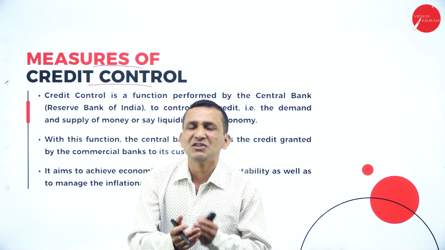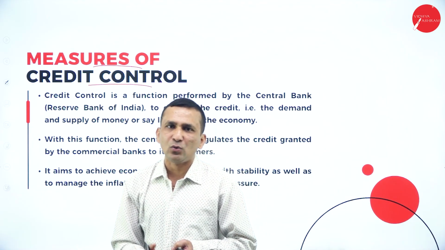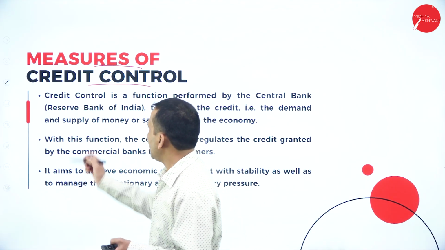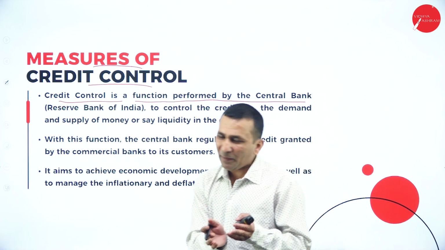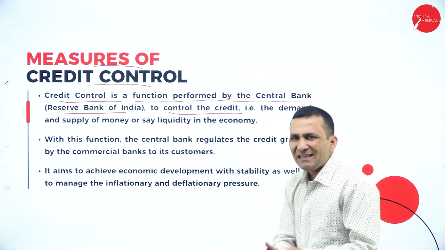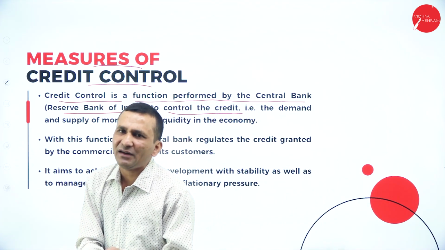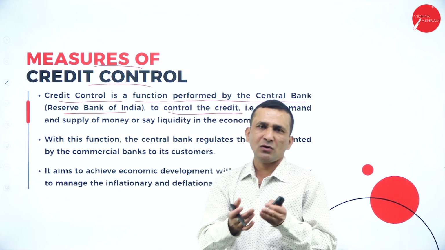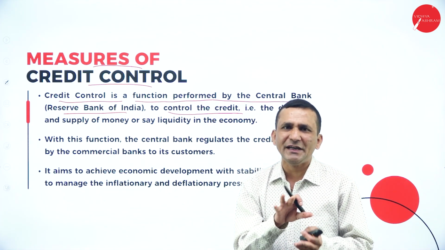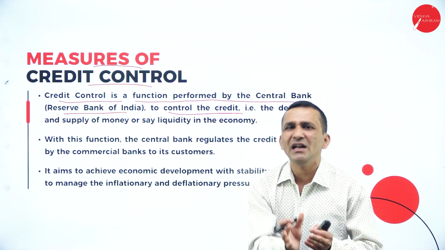So how much an individual commercial bank wants to lend as credit: credit control is a function performed by the central bank, the RBI. To control credit means that whenever commercial banks lend a loan to needy people, the RBI takes responsibility for controlling it. They are fixing some limit.